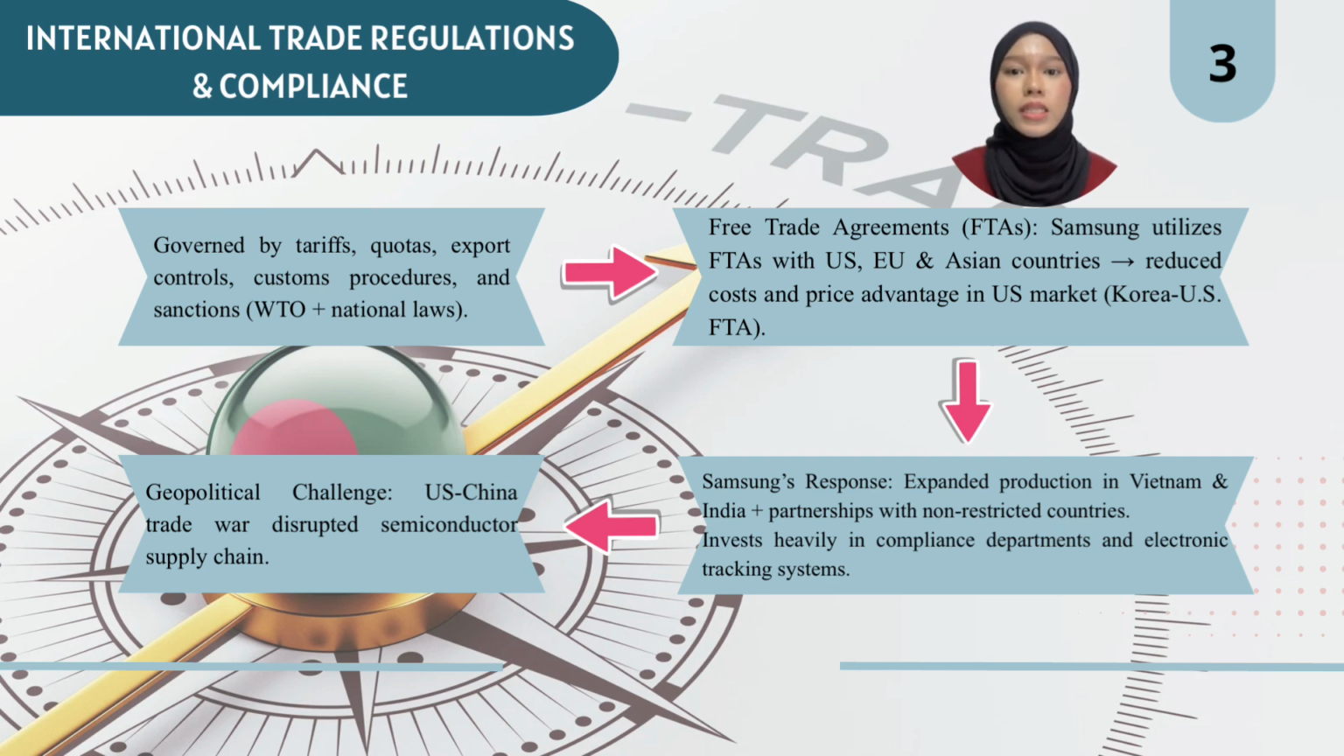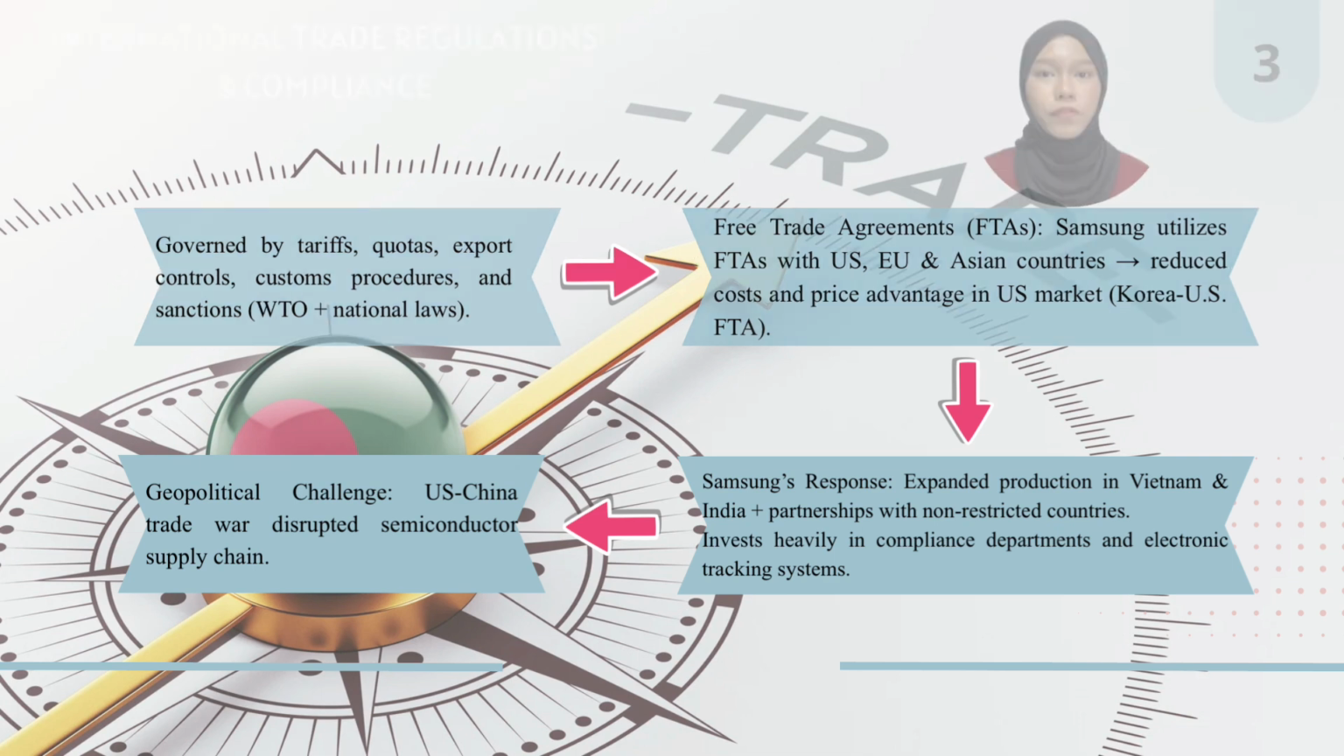However, geopolitical tensions can create big challenges. During the US-China trade war, semiconductor export controls really disrupted the supply chain. Samsung was indirectly affected because of restrictions on chips and chemicals. How did they respond? They expanded their production in Vietnam and India, built partnerships with non-restricted countries, and invested heavily in compliance departments and electronic tracking systems. This helped them avoid penalties and keep operations running smoothly.